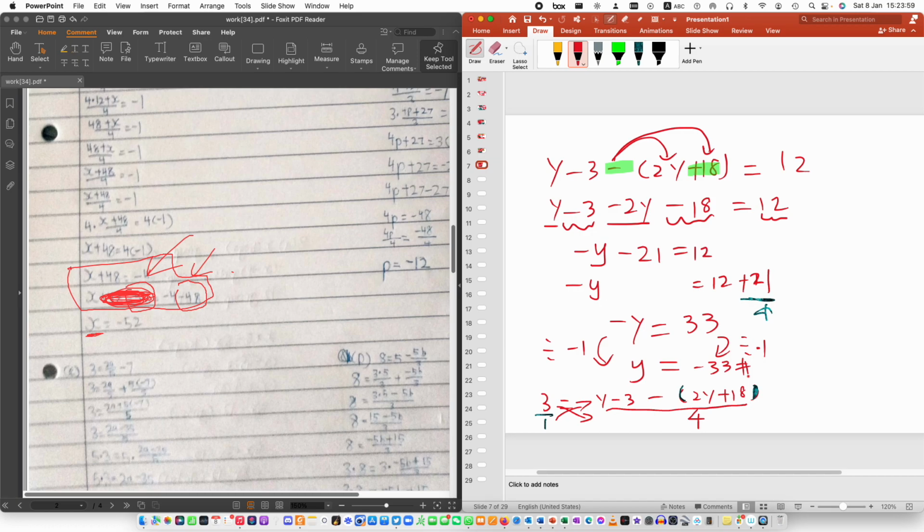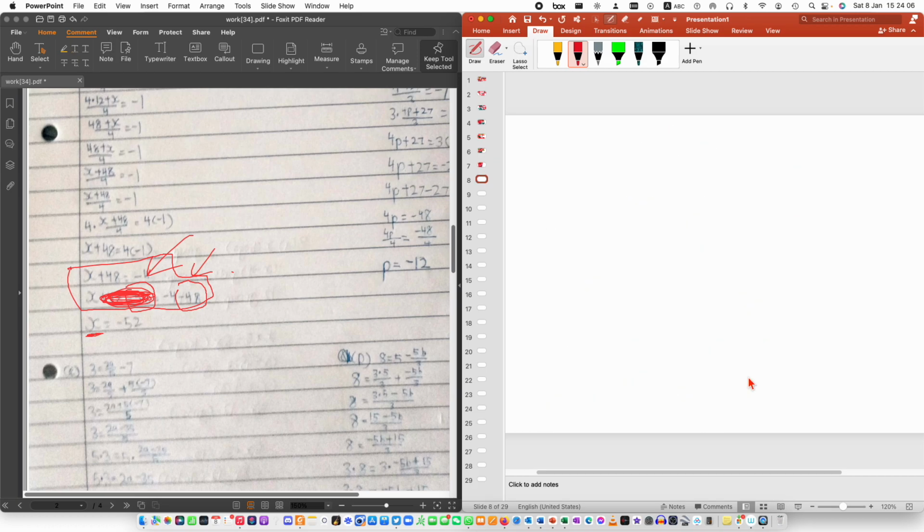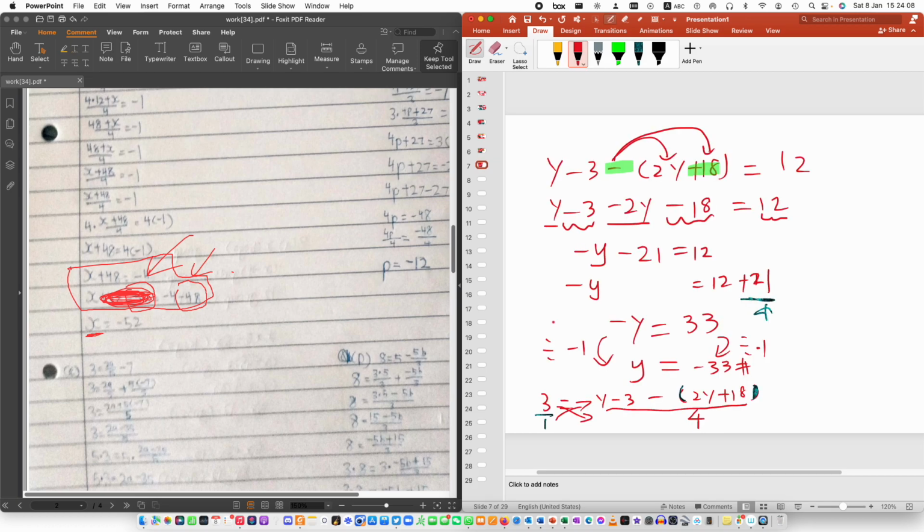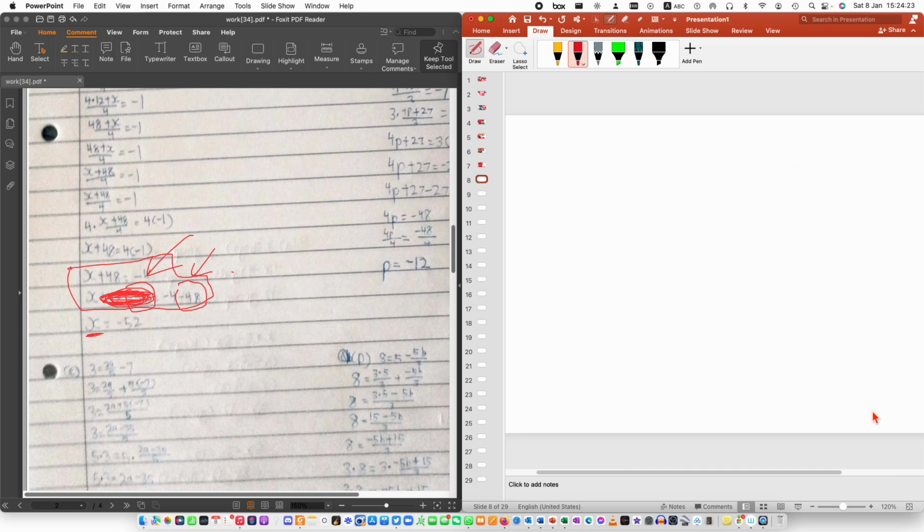Are you clear? Okay, so what I want to teach you is cross multiply, which is here. This is cross multiply. Of course I didn't teach you, but somehow your brother taught you. Okay, so that means there are a few things you need to learn here.